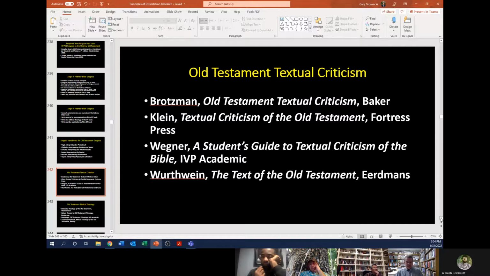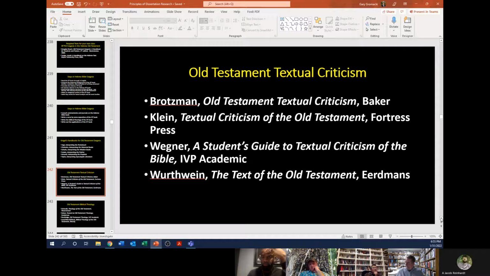And then more of a basic introduction to understand textual criticism in the Old and New Testament by Wegner, A Student's Guide to Textual Criticism. And then dealing just with the text of the Old Testament, we were talking about that. The Masoretic text, there's a whole section on that. The Septuagint, other versions, Aramaic Targums, and it actually has pictures of the Dead Sea Scrolls, various archaeological finds.